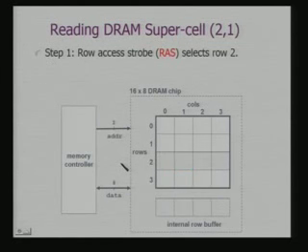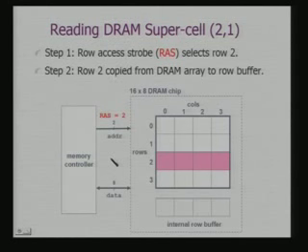So let us see how the reading really takes place. First, you have to activate what is called the row access strobe. An example: I am reading the data from the cell 2-1. So you activate the row access strobe which selects your row 2. A particular row gets selected on the basis of this signal. Next, row 2 is copied from the DRAM array to the row buffer. So this will be copied to the row buffer.